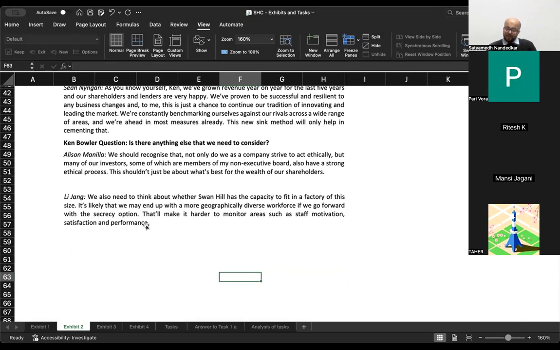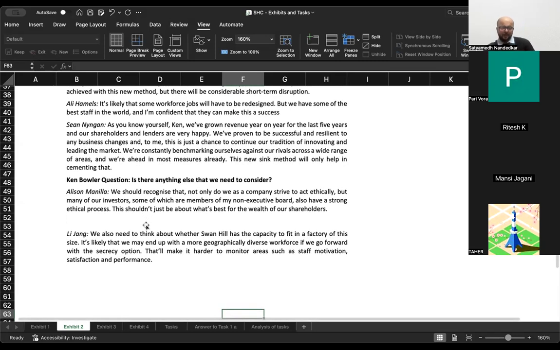Not only do we as a company strive to act ethically, but many of our investors, some of which are members of my non-executive board, also have a strong ethical process. This shouldn't just be about what's best for the wealth of our shareholders. So they want the company to work ethically, and they are saying that only shareholder wealth creation cannot be our perspective. Do you see anything else here?